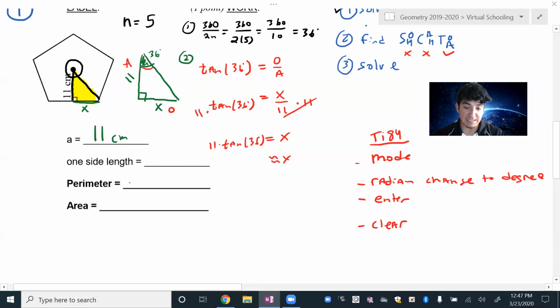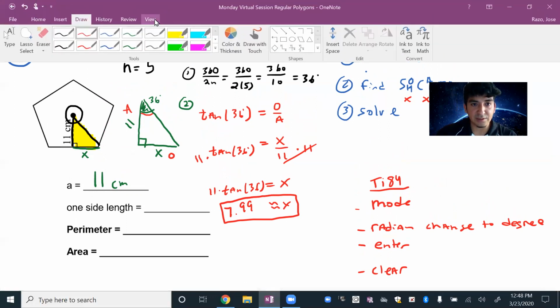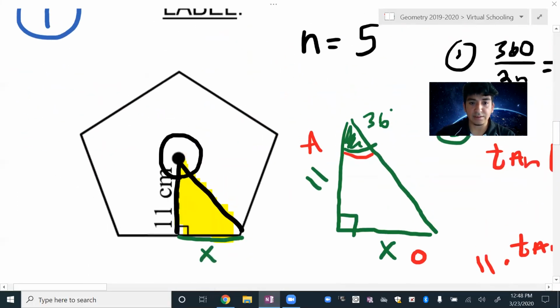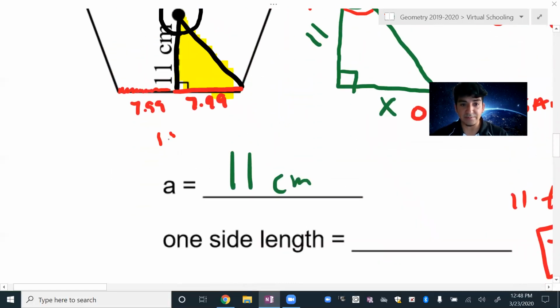So you want to type in 11 tan of 36, and that's going to give you 7.99, and it's set to round to the nearest hundredth, so it's already there. This is my final answer for X. Now here's the thing. This part here represents 7.99. So if this is 7.99, what's this part over here then? Because it just got cut in half. That's 7.99. So as you go back to your answers, that's going to end up becoming one side, which is going to be 15.98. So this is 15.98 centimeters.